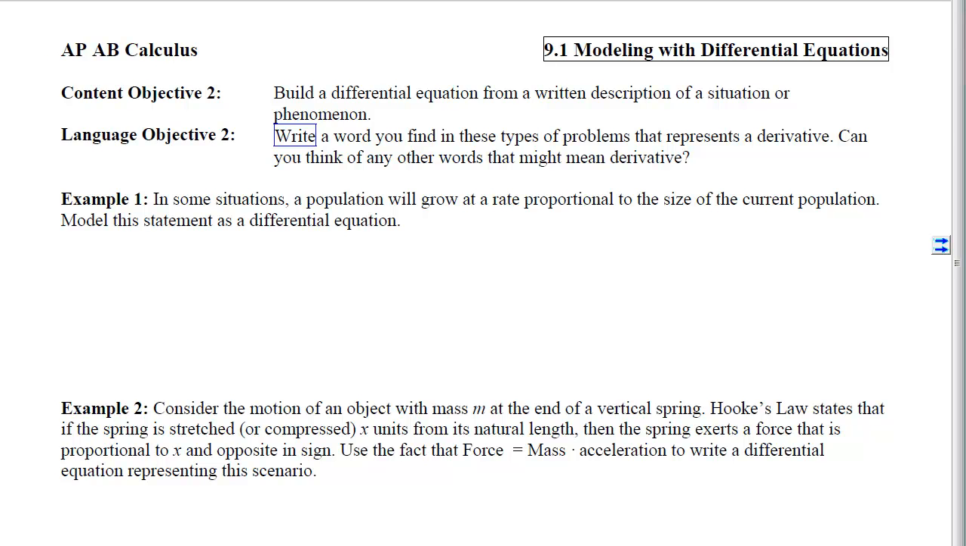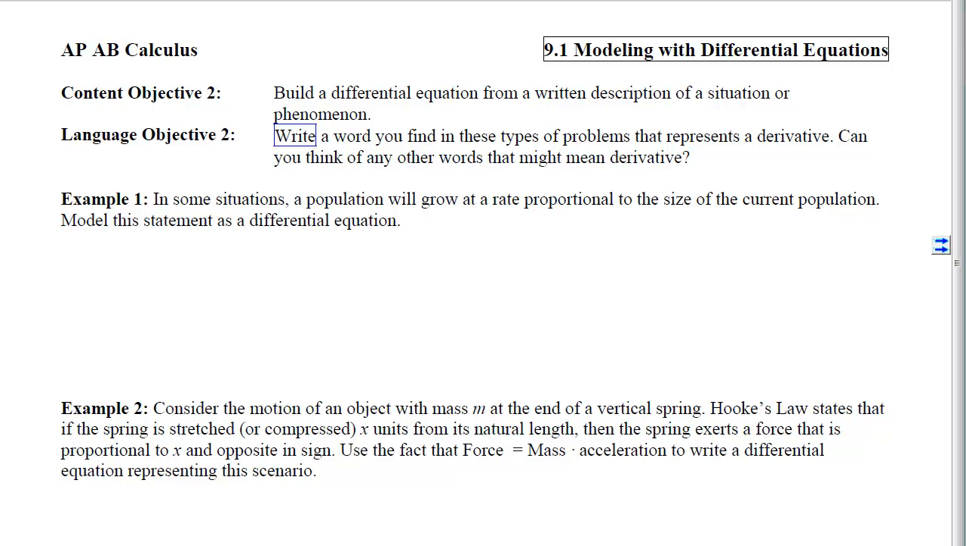This is section 9.1, Modeling with Differential Equations, Objective 2, which is to build a differential equation from a written description of a situation or phenomenon. When we're done, I'd like you to be able to write a word you find in these types of problems that represents a derivative. And can you think of any other words that might mean derivative?